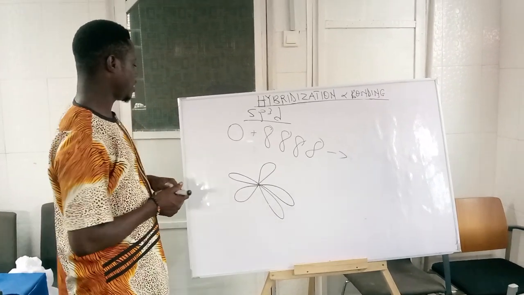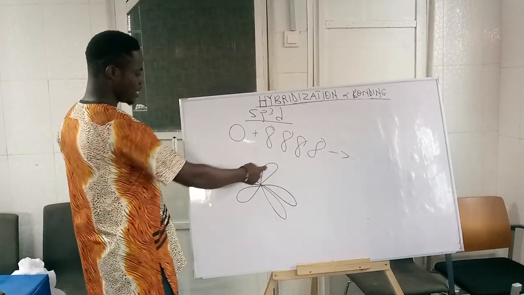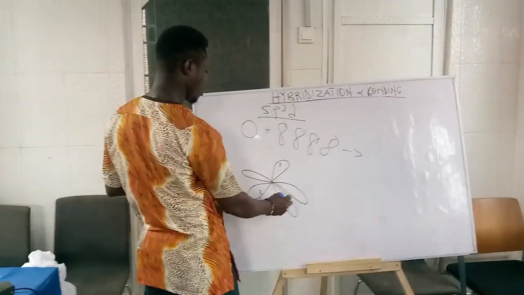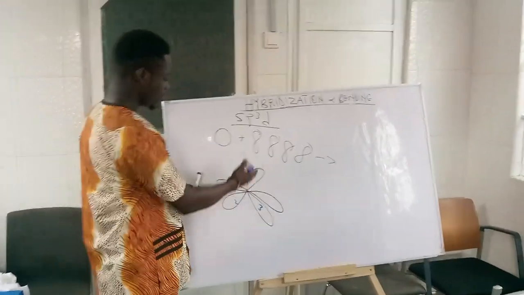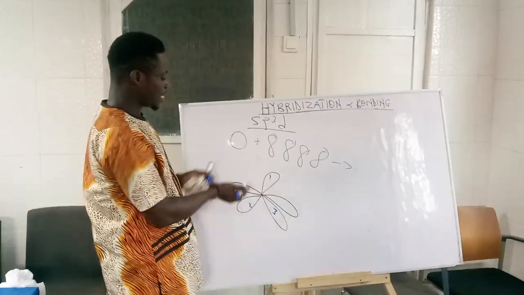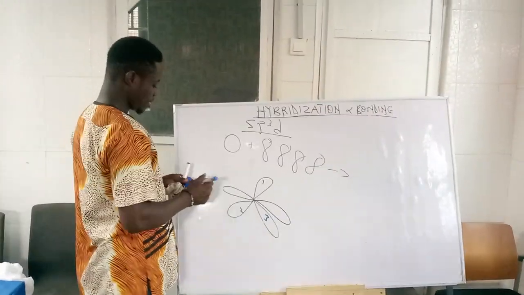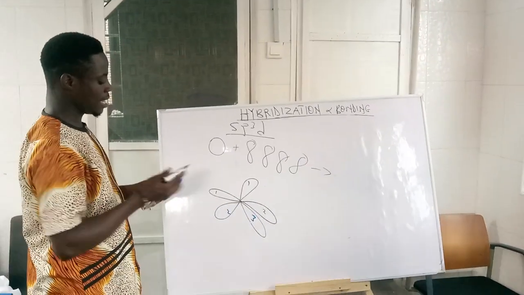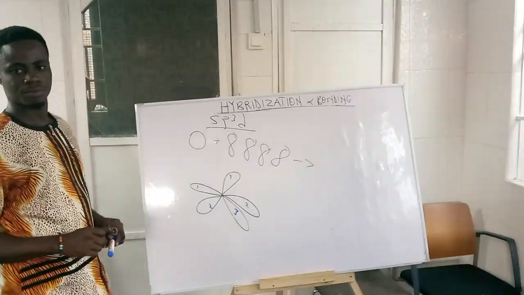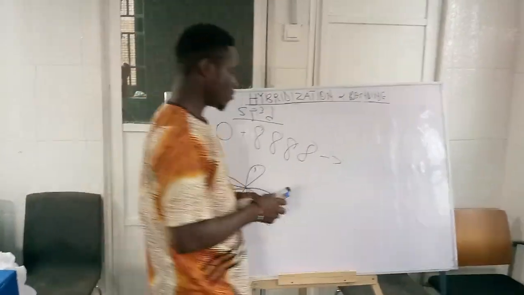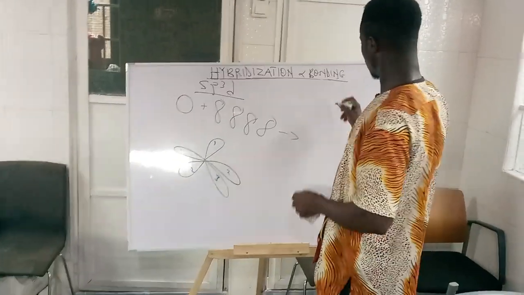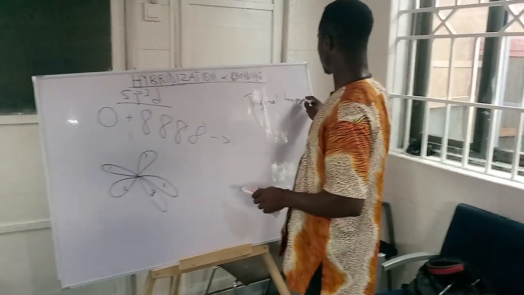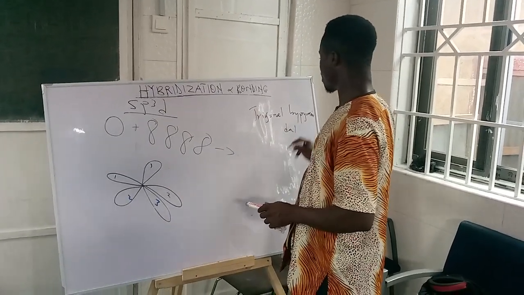So what name is given to that? If you study this carefully, this 1, 2, 3 forms a triangle. And after the triangle, there are two others, 1 and 2. There are two of the hybrid orbitals at the axial positions. So we can say that this has formed what we call trigonal bipyramidal.